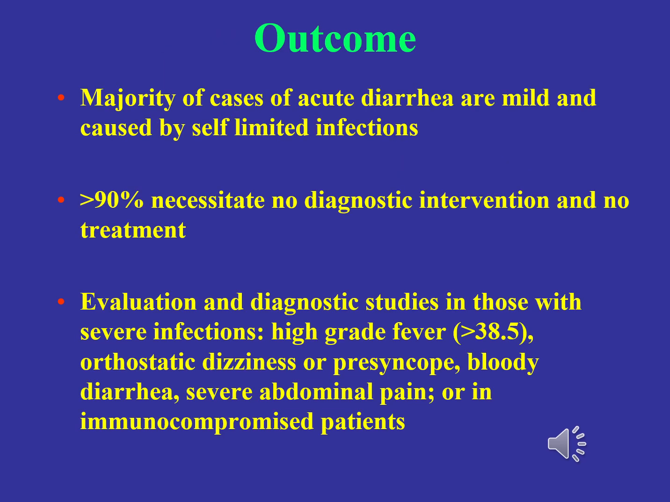Now, the majority of cases of acute diarrhea are mild and caused by self-limited infections. More than 90% necessitate no diagnostic intervention and no treatment. And actually, the primary symptoms dictating the need for evaluation and diagnostic studies are those with severe infections, like high-grade fever, orthostatic dizziness or presyncope, bloody diarrhea, severe abdominal pain, or immunocompromised patients. In these patients, investigations should be done.